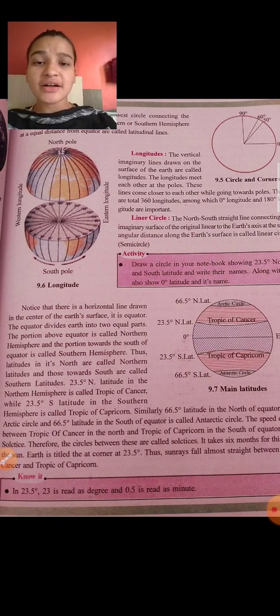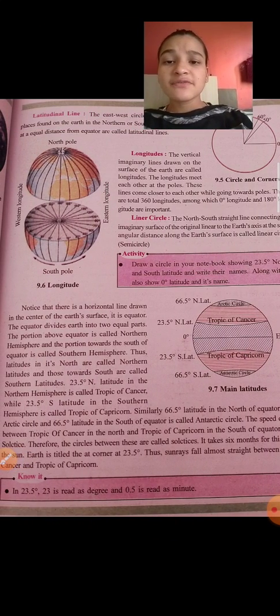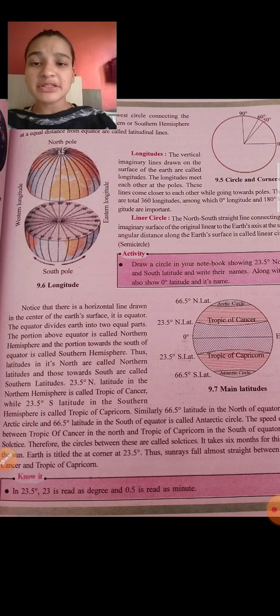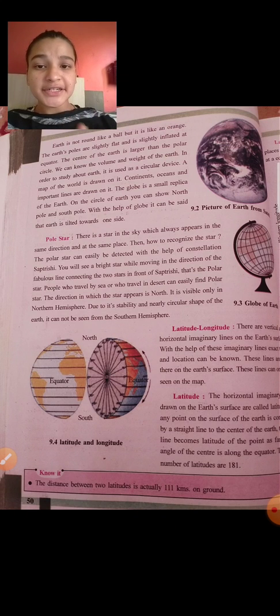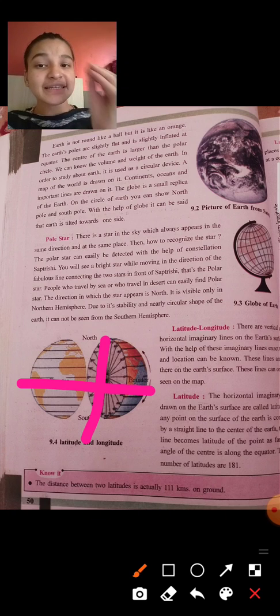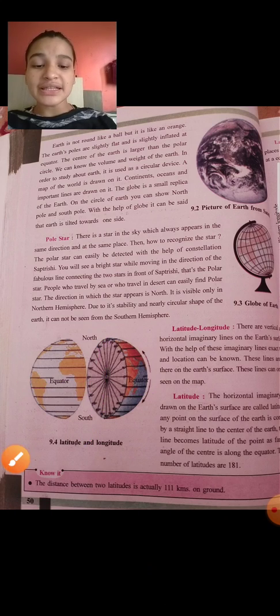The east and west circles connecting the places found on the earth in the northern or southern hemisphere at an equal distance from the equator are called latitude lines. So what are latitude lines? See here in this paragraph, latitude lines mean the whole circle is divided into equal parts, north and south equal parts, east and west equal parts. All the lines connecting east and west, at an equal distance from north and south, are known as latitude lines.